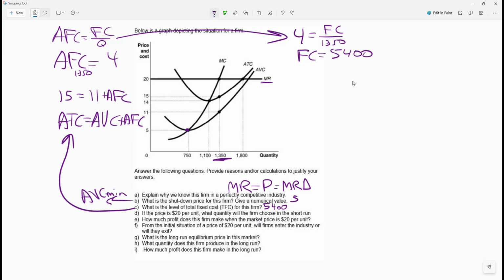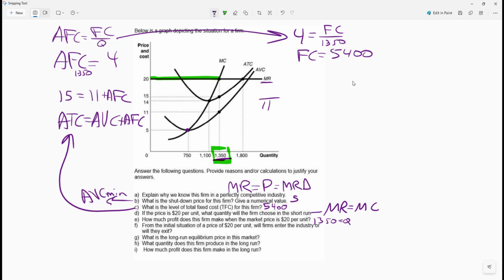If the price is $20 per unit, what quantity? Here you just want to find where marginal revenue equals marginal cost. So follow marginal revenue all the way until it hits marginal cost. This is your profit maximizing quantity, so it's just kind of coincidental. It's the same one. So the quantity would be 1,350.